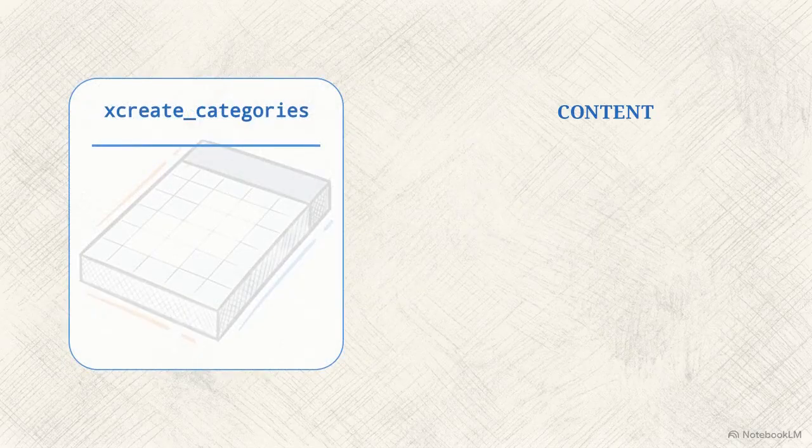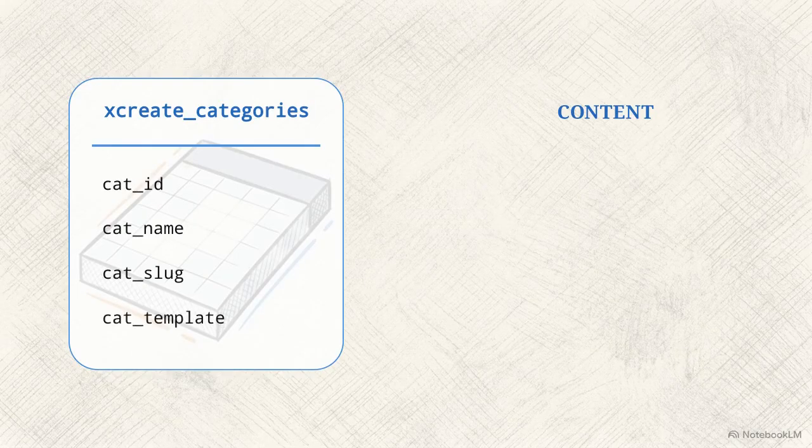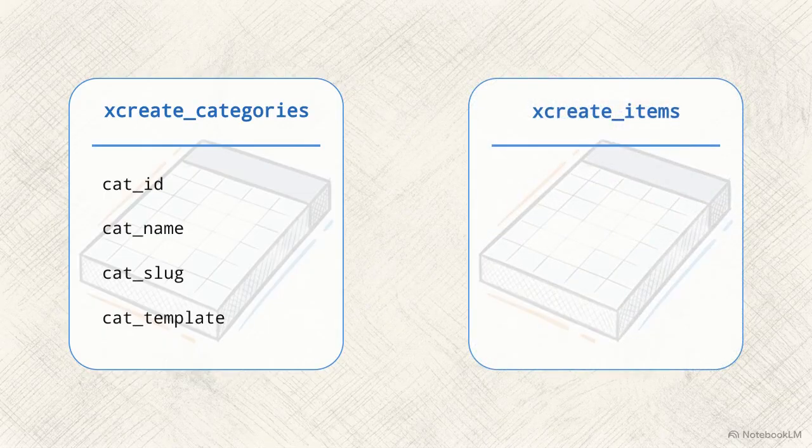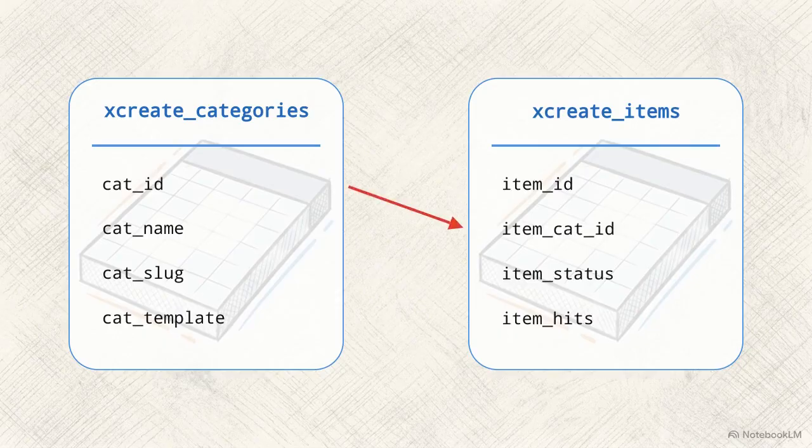This diagram shows the starting point, the xCreate categories table. This acts as the content bucket, holding structural hierarchy, metadata, and the specific view templates for any given content type. With the context set, we introduce a second table to store the actual content records, regardless of their specific format. Looking inside the xCreate items table, we see it only holds common denominator information. It tracks baseline metrics like the item ID, the parent category ID, publication status, and page hits.